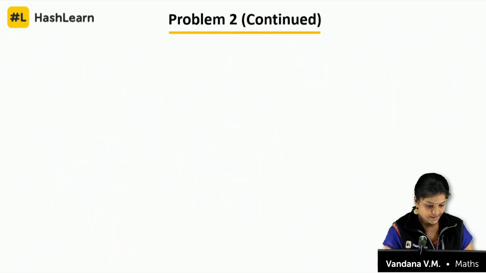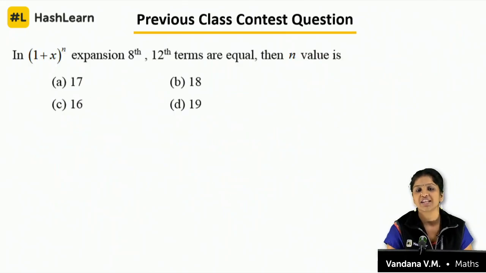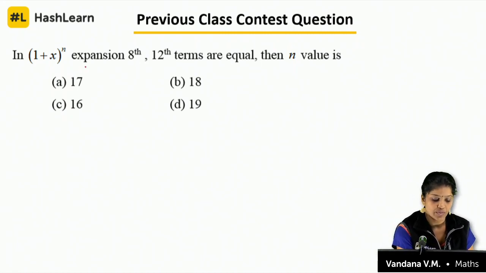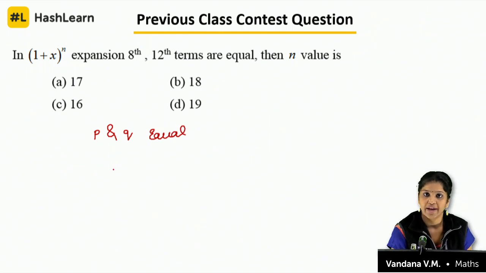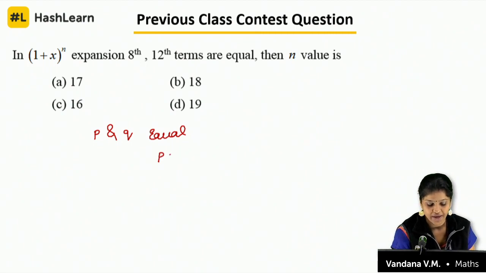Next. This is the contest time. Before going to the contest, let us discuss the previous class contest question. I told you, if P and Q are equal, the shortcut I taught you, then how to find the n value? It has to follow the condition that P plus Q must be equal to n plus 2.